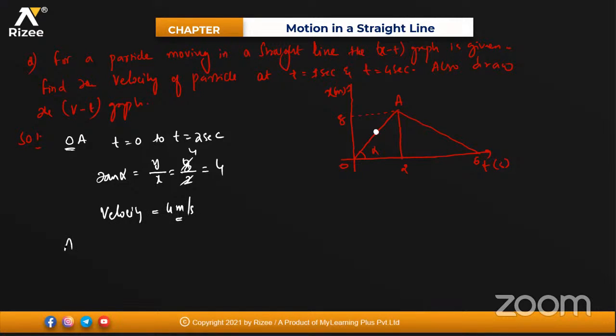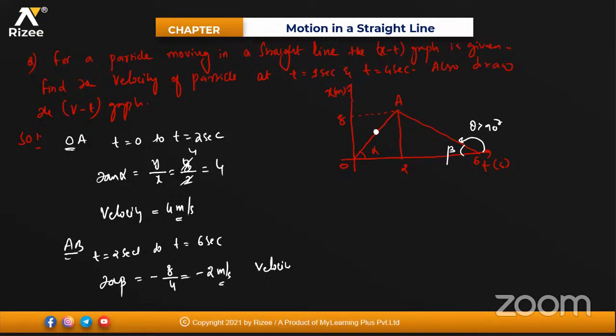Then from A to B, that means t = 2 seconds to t = 6 seconds, again it is a straight line. So the slope will be equal to, say, tan beta, taking this angle as beta. tan beta will be negative, so it is minus 8 by 4, because the angle is greater than 90 degrees. So the slope will be negative, equal to minus 2 meter per second. So I can say that here velocity is minus 2 meter per second.